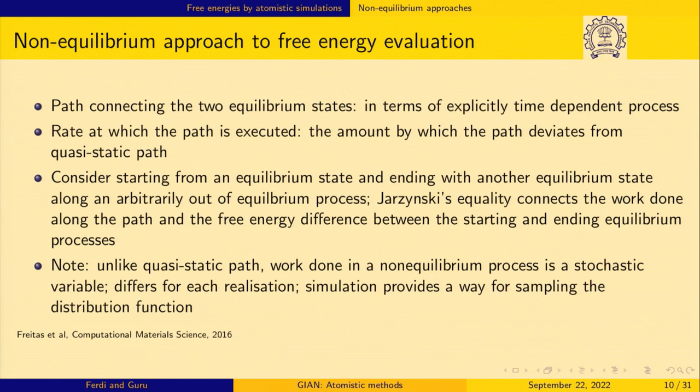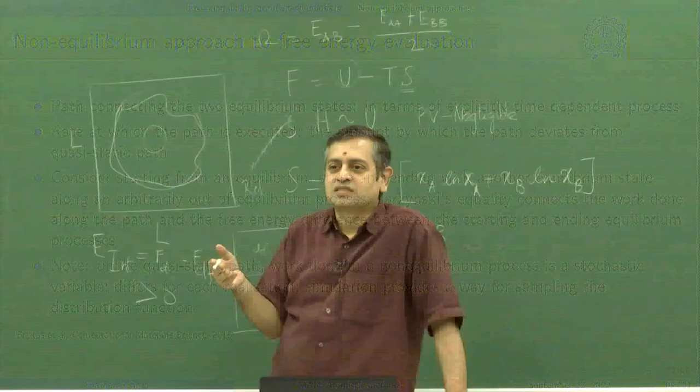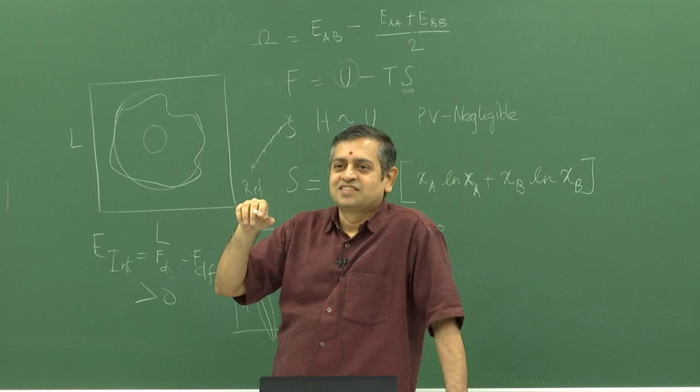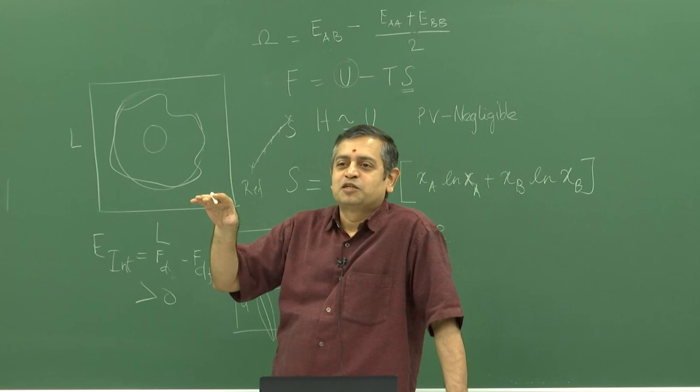See, there is only one equilibrium path. This goes back to that famous thing about Tolstoy's book. I don't know how many of you have read Anna Karenina. So the book starts with a sentence. Does anybody know? That all happy families are alike, but each unhappy family is unhappy in its own way.